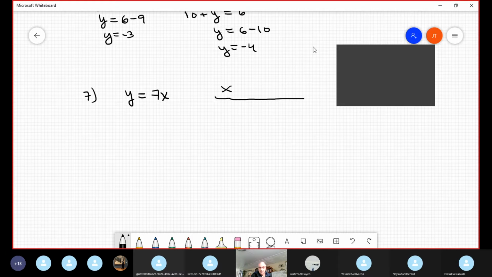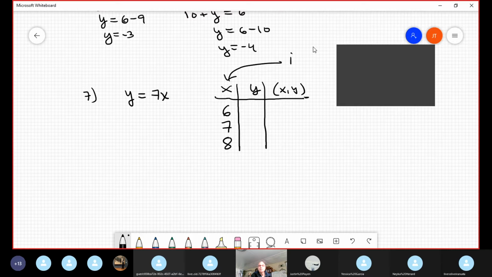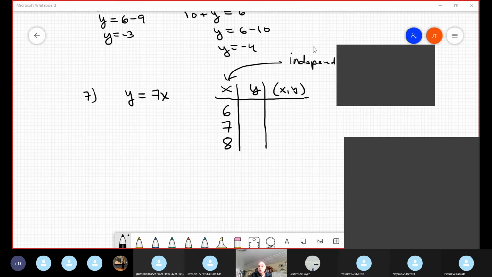Again, we have x, we have y, and we have x comma y. I assume 6, 7, and 8. You assume because x is the free, independent variable.